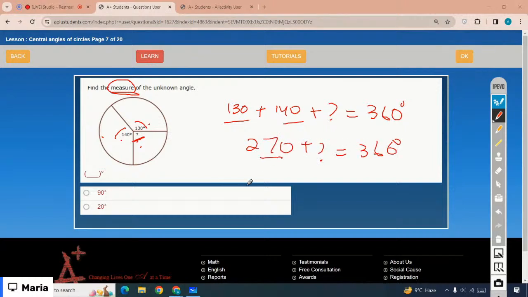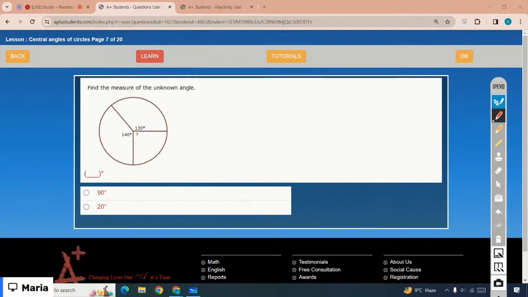You need to find the missing angle, so you have to subtract 270 degrees from both sides. So you are left with 90 degrees. That means the measure of the missing angle equals 90 degrees. The correct option is 90 degrees. Got it? The word is measure. How much? That means the missing angle is how many degrees, right?